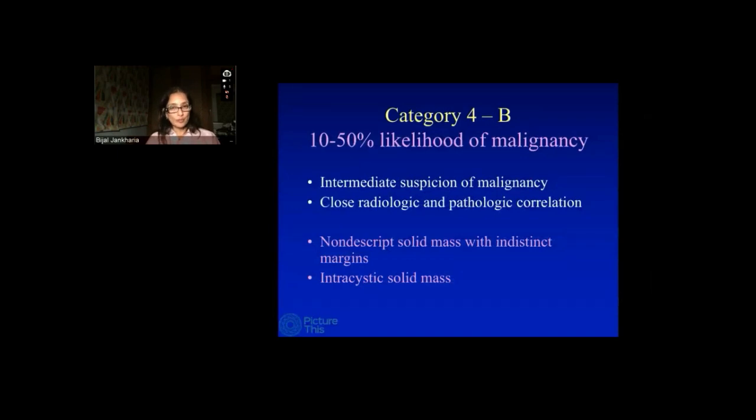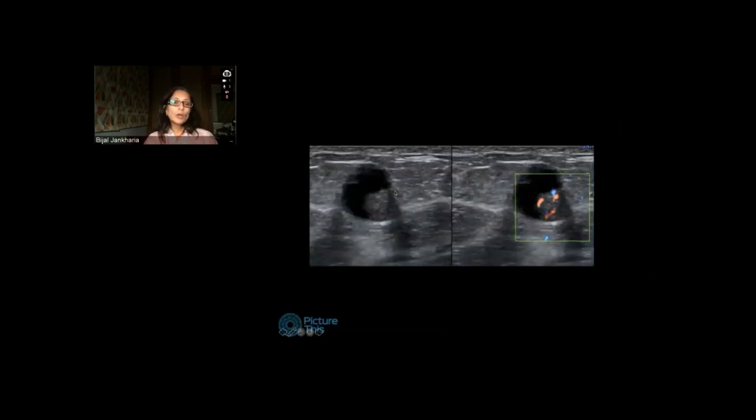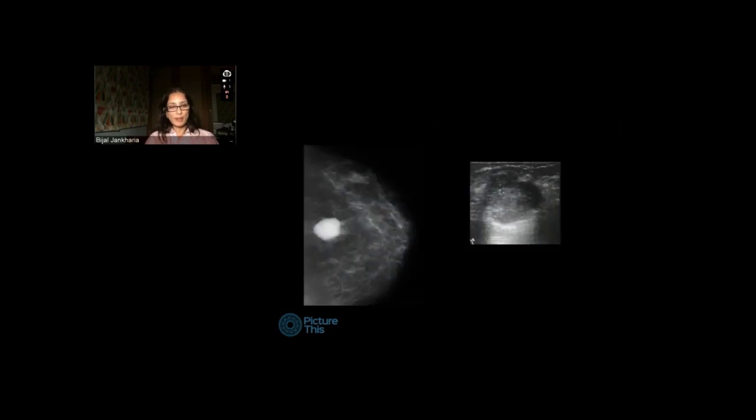Next we go on to 4B, where the likelihood of malignancy is a little more, 10 to 50%. And these are the conditions where we can use it. For example, when we look at a lesion like this, an intracystic solid mass with vascularity, this is our intermediate suspicion for malignancy. Could this be a papilloma? Yes. Could this be a papillary carcinoma? Yes. BI-RADS category 4B, this was just a benign papilloma, an intracystic papilloma.